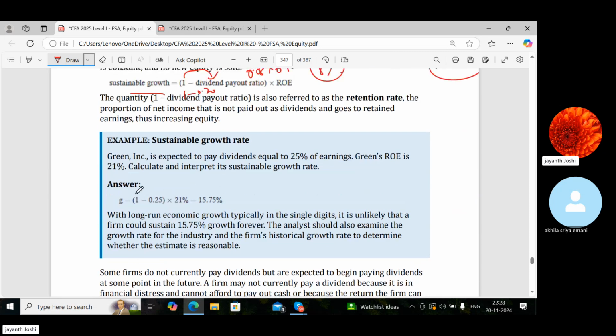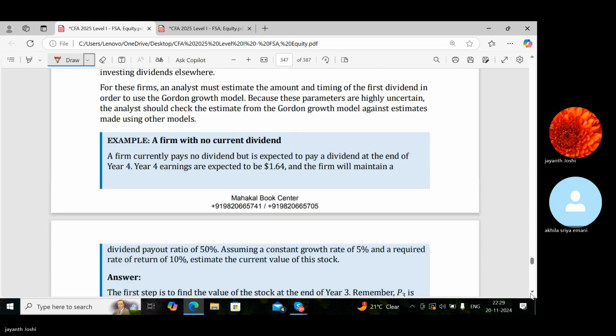You can see 1 minus dividend payout ratio. Okay, 100 minus 25, 75. Investing at the rate of 21%, return on equity is going to give you a growth rate of 15.75%. That means this is the growth rate. Nothing but after making the dividend payment, the leftover profit which you have retained, you are going to reinvest, right, at some rate of return, which is nothing but return on equity at 21%, which is going to give you a growth of 15.75. Please make a note of this. We'll move forward.